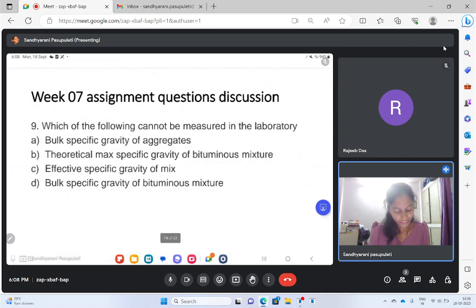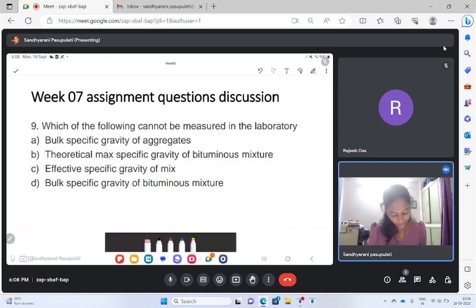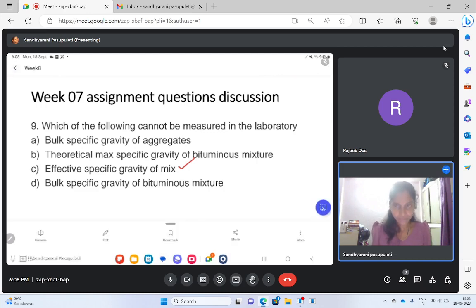Which of the following cannot be measured in the laboratory? One of the major limitations in the laboratory is that we usually cannot calculate the effective specific gravity. We can calculate the bulk specific gravity and we can also calculate the apparent specific gravity. The reason we cannot calculate the effective specific gravity is we cannot determine the absorption of the binder into the aggregate. We do not have any experimental setup to understand how much bitumen is absorbed by the aggregate. If we do not understand the absorption of the bitumen experimentally, then we cannot calculate the effective specific gravity.